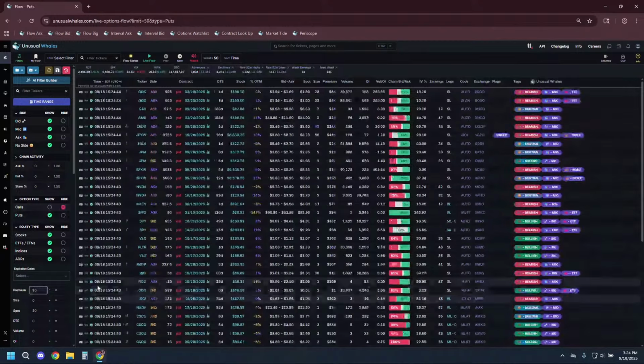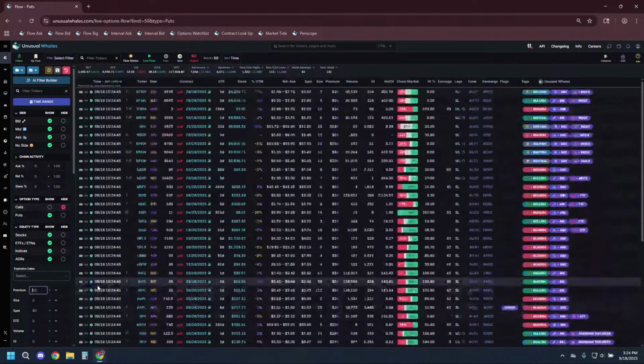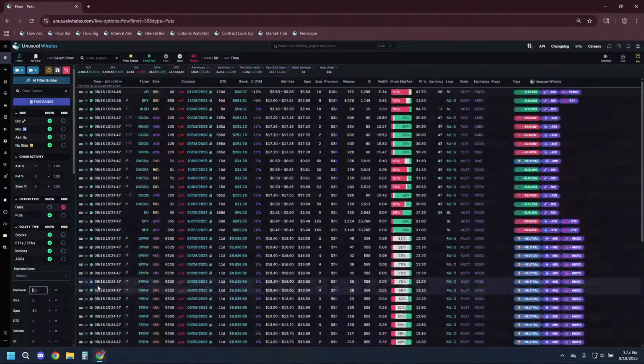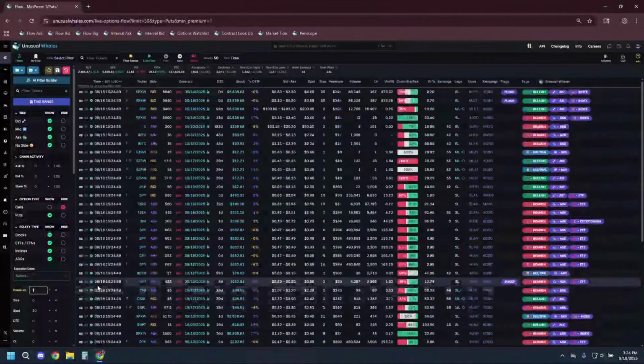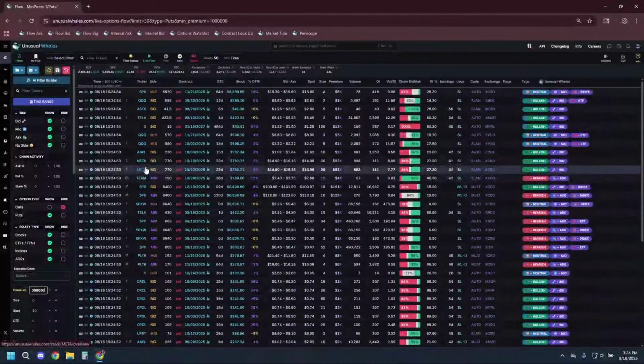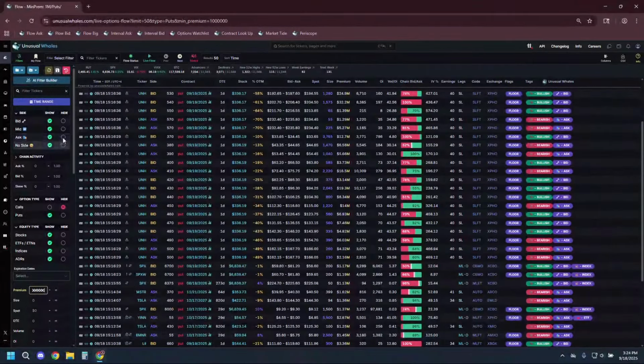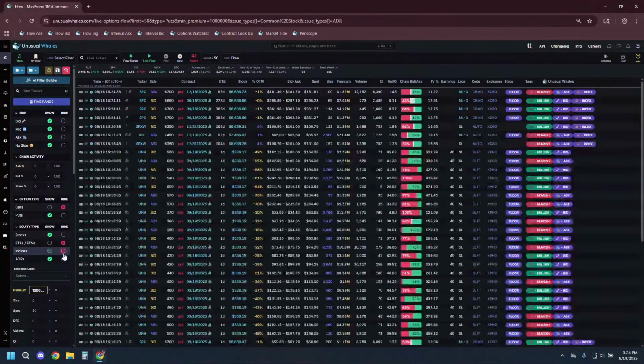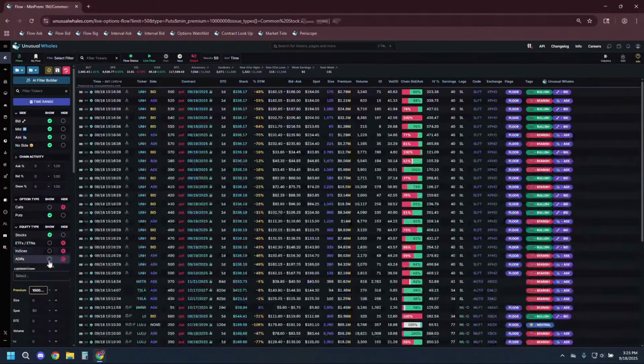I'm gonna put in a $1 million value. I might have to tweak it a little bit, but you're gonna see a whole bunch of in the money puts for Tesla, Baba, Apple, all these big mega cap stocks. Let's hide ETFs, indices. We can leave ADRs. So as you can see, UNH, a whole bunch of deep in the money puts are being hit.